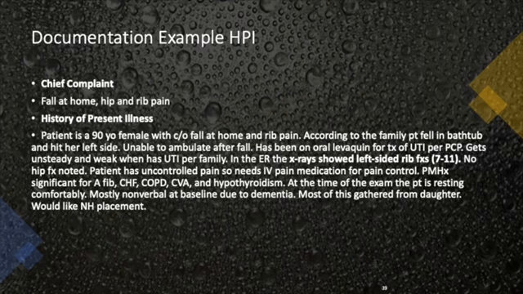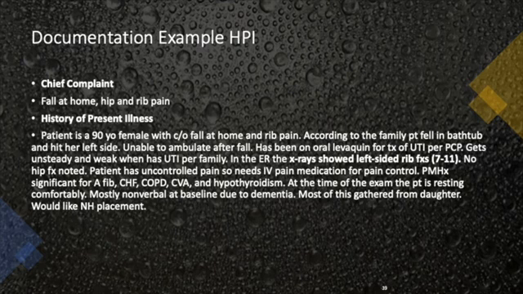The history and physical, as stated in the chart, had a chief complaint of a fall at home with hip and rib pain. The history of the present illness stated that the patient is a 90-year-old female with a complaint of a fall at home and rib pain. According to the family, the patient fell in the bathtub and hit her left side and is unable to ambulate after the fall. She has been on oral Levaquin for treatment of a urinary tract infection per her PCP. She gets unsteady and weak when she has a urinary tract infection, according to the family.